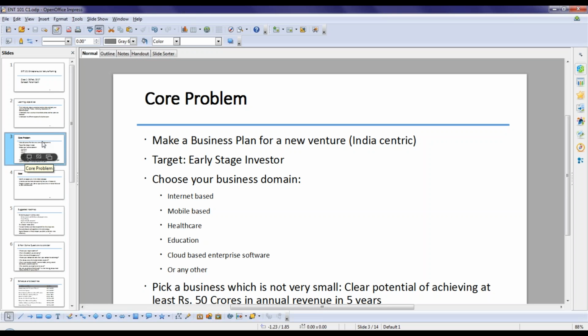Now, the final thing, pick a business which is not very small. Clear potential of achieving at least rupees 50 crores in annual revenue in 5 years.